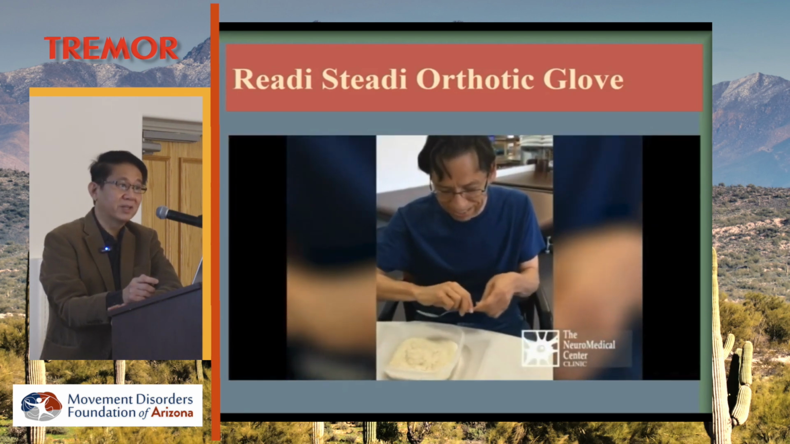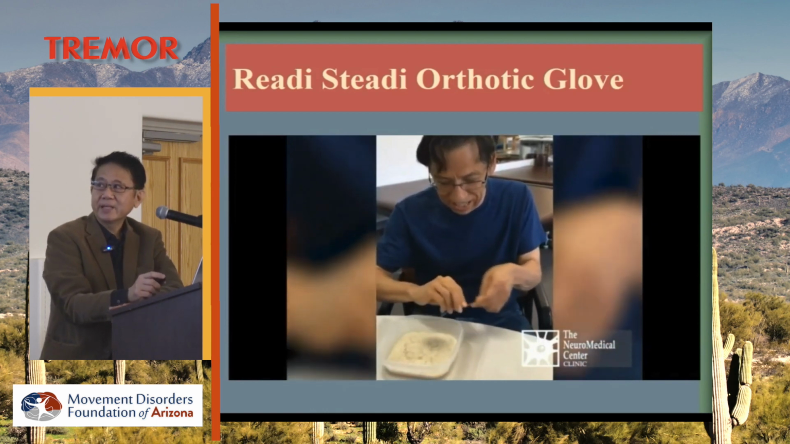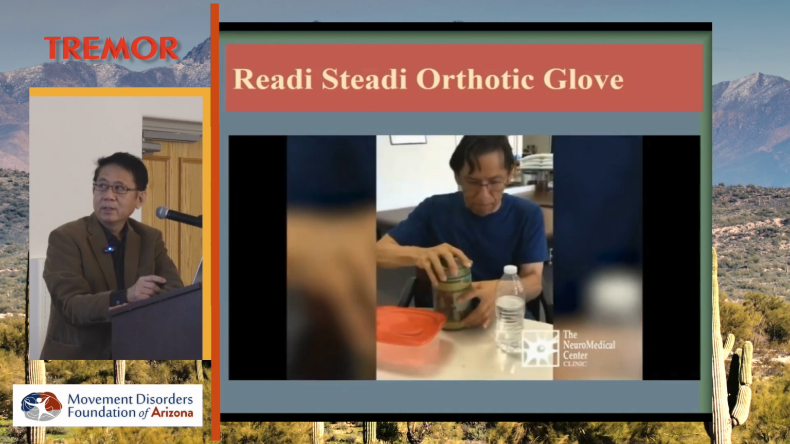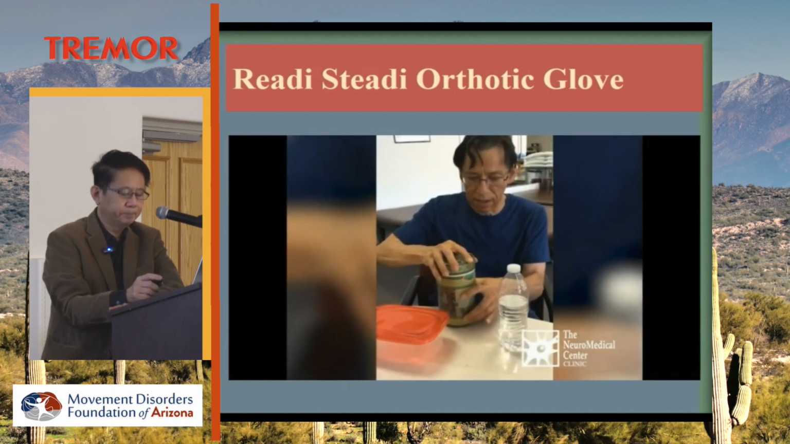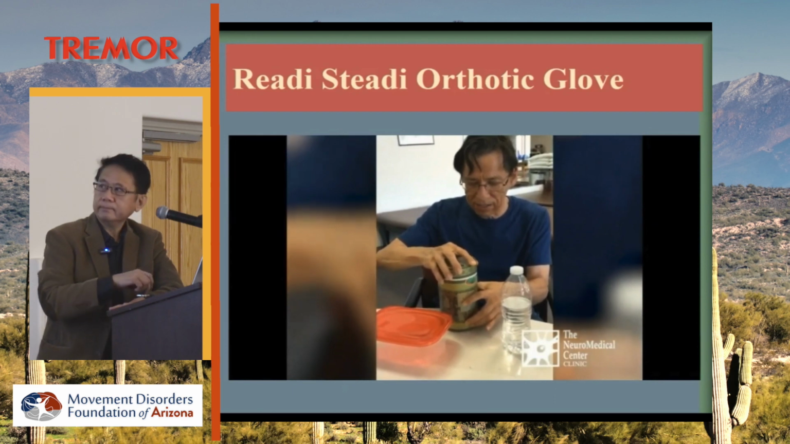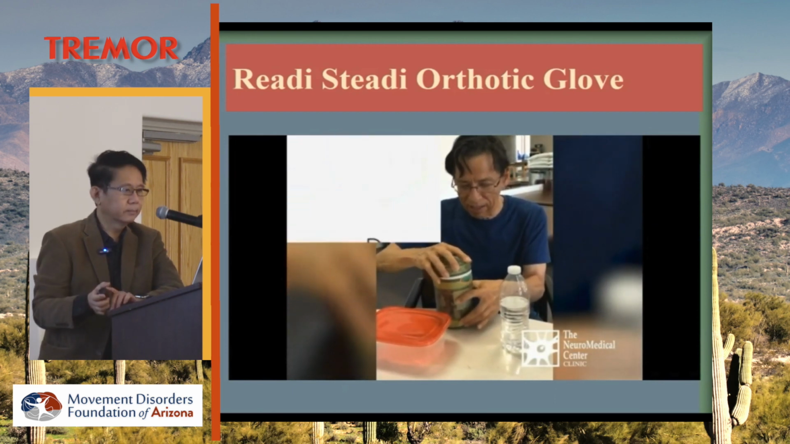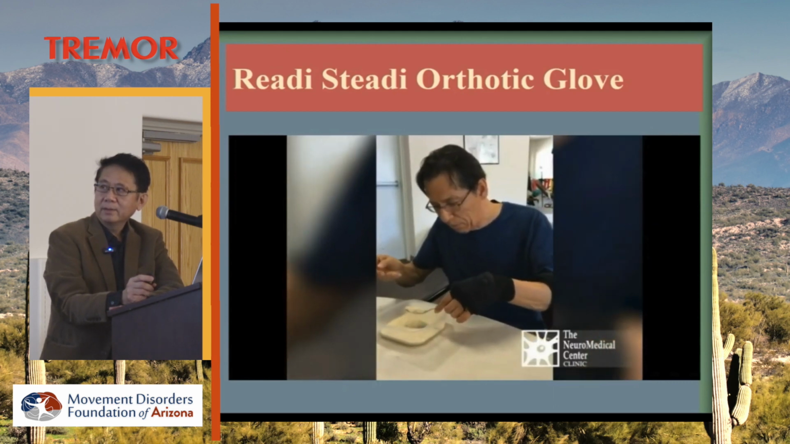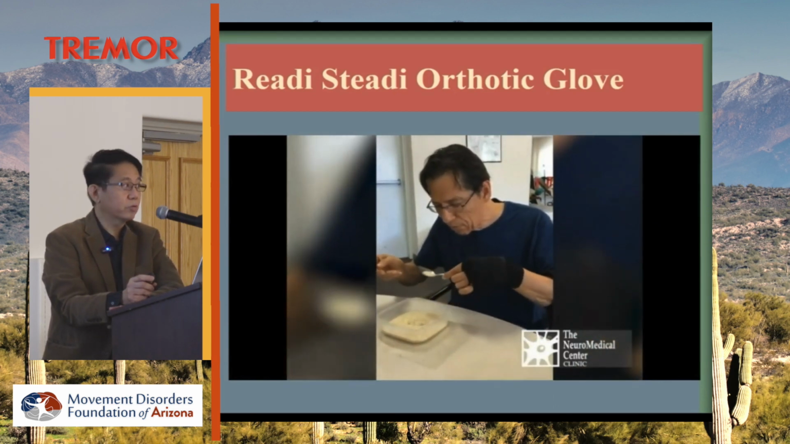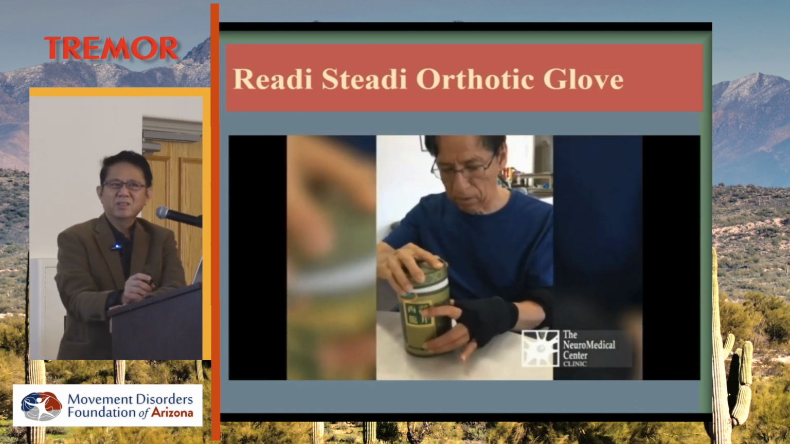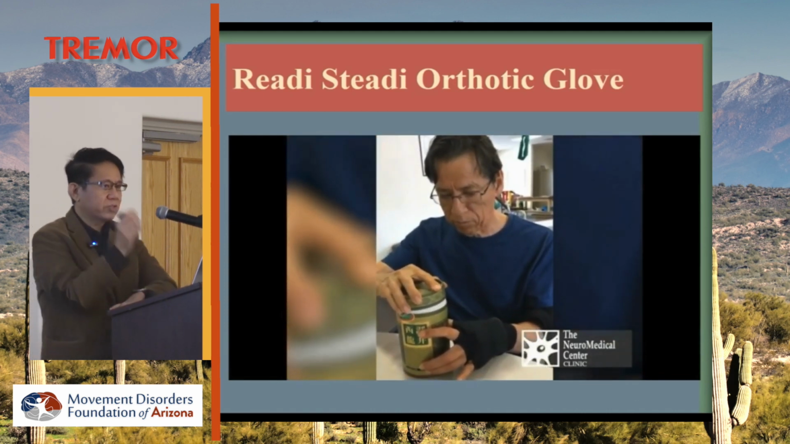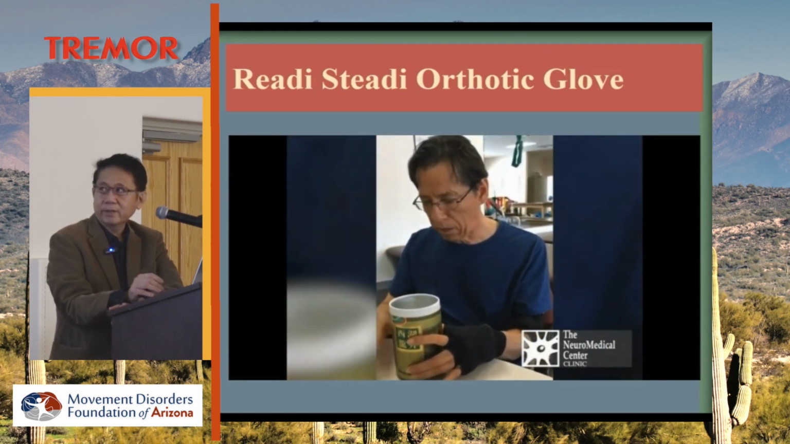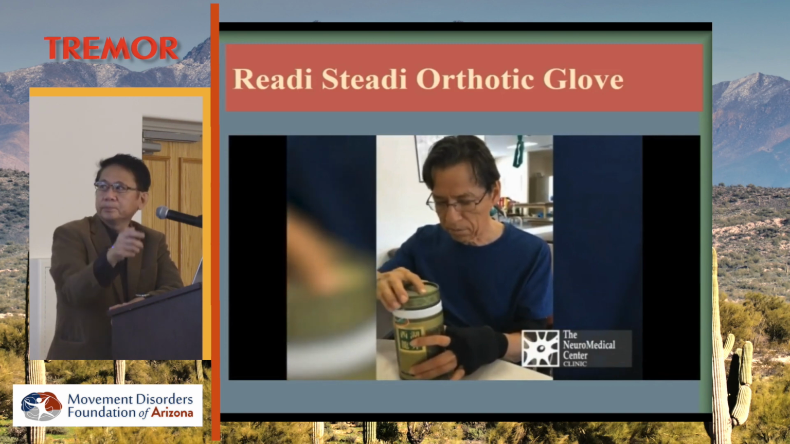Here's an actual patient that was fitted with the Ready Steady. You see him first, struggling to hold that spoon and eat. And opening a jar is quite difficult. And then with the glove on, he's able to control the tremor or dampen the tremor. So this is most effective for patients with essential tremor, not so much Parkinson's tremor, and not so much dystonic tremor either. So this is a Ready Steady.